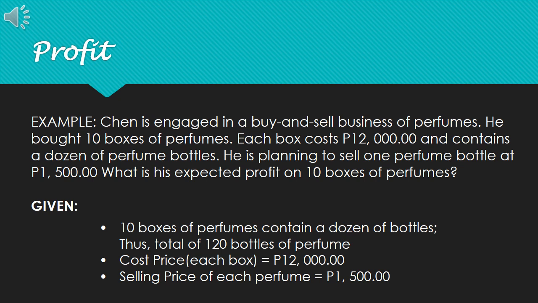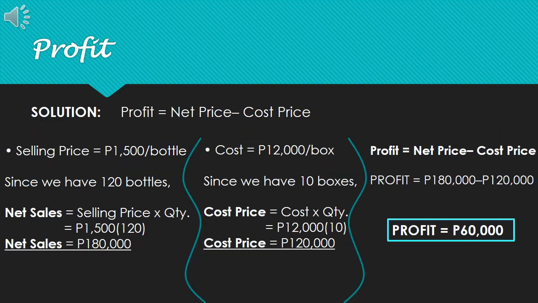So, for our given, we have 10 boxes of perfumes containing a dozen bottles. Thus, we have a total of 120 bottles of perfume. So, for the cost price, we have 12,000 pesos for each box. And the selling price of the perfume bottles would be 1,500 each. So, for our solution, the formula for profit is net price minus cost price. So, kailangan natin munang kunin yung net price and yung cost price.